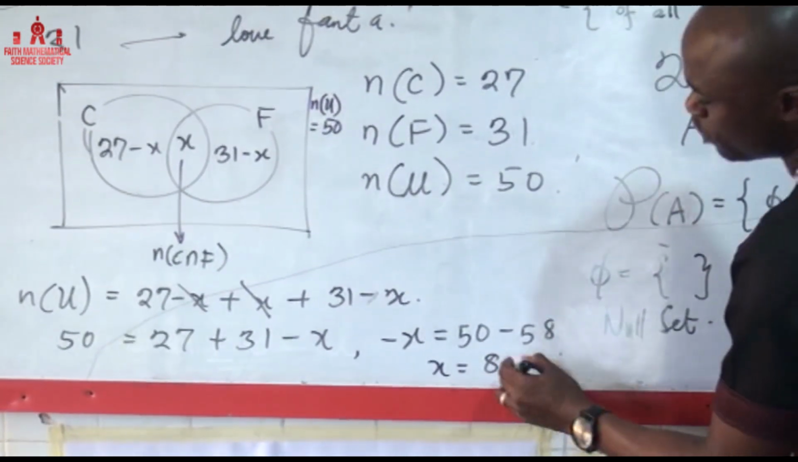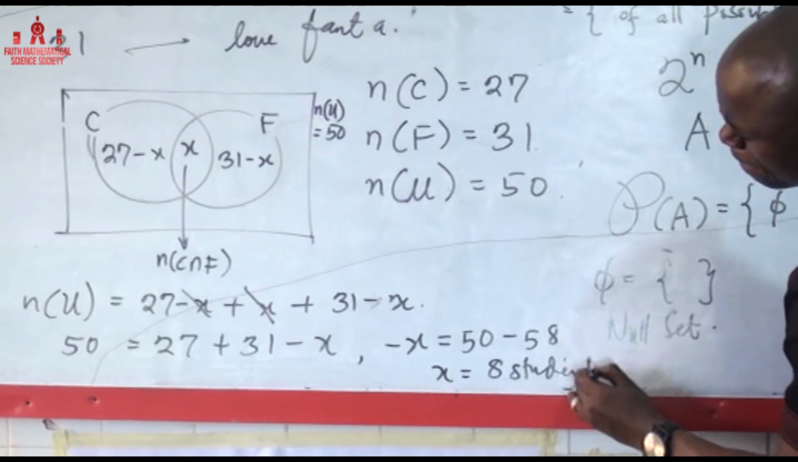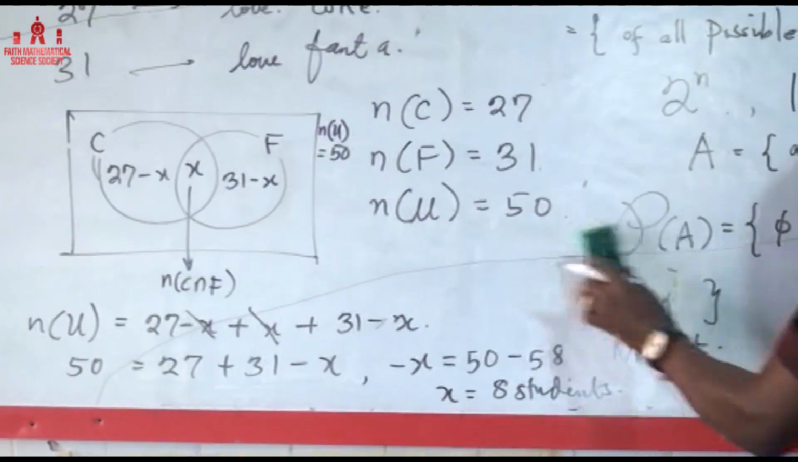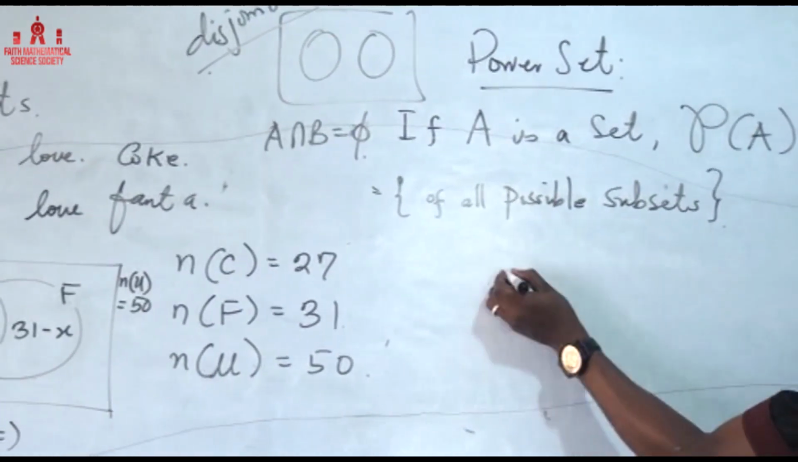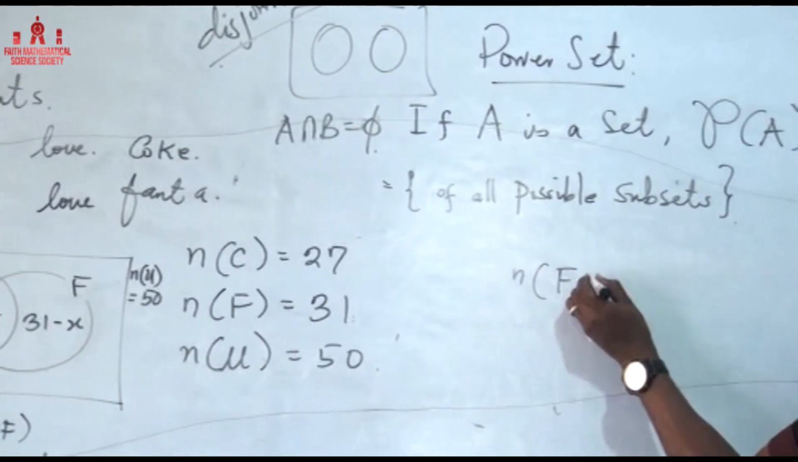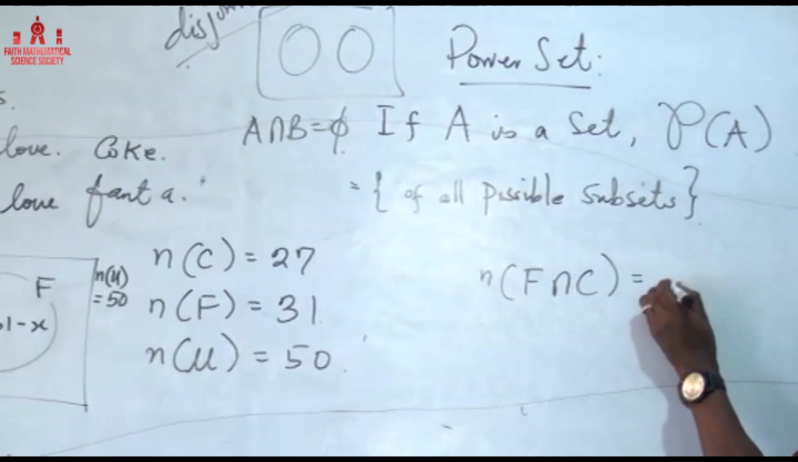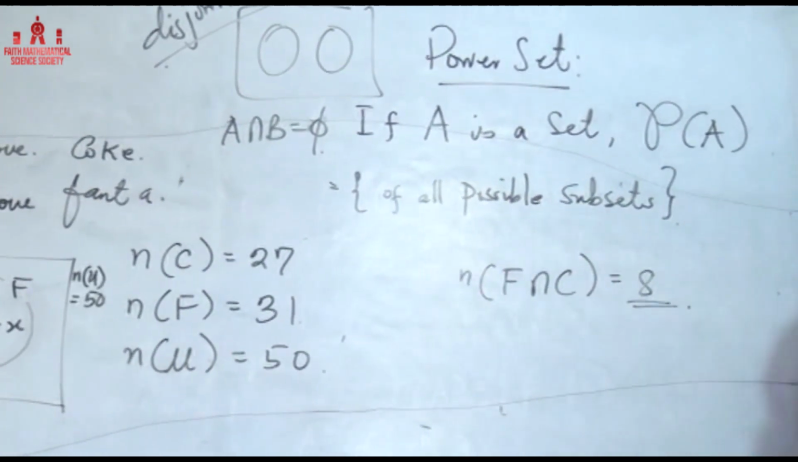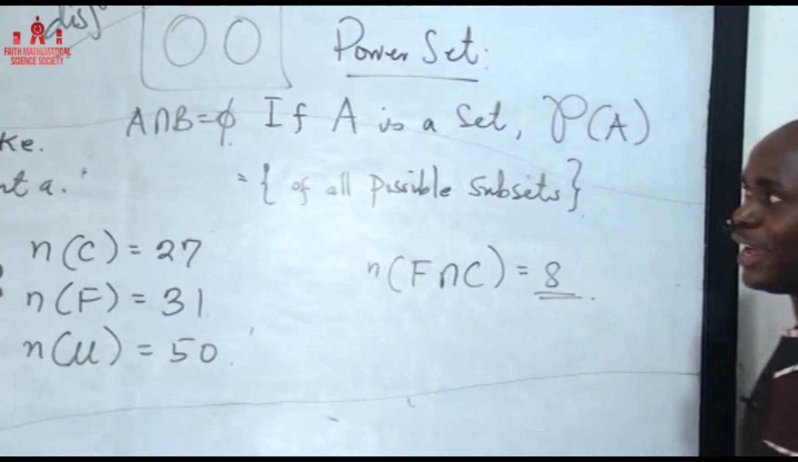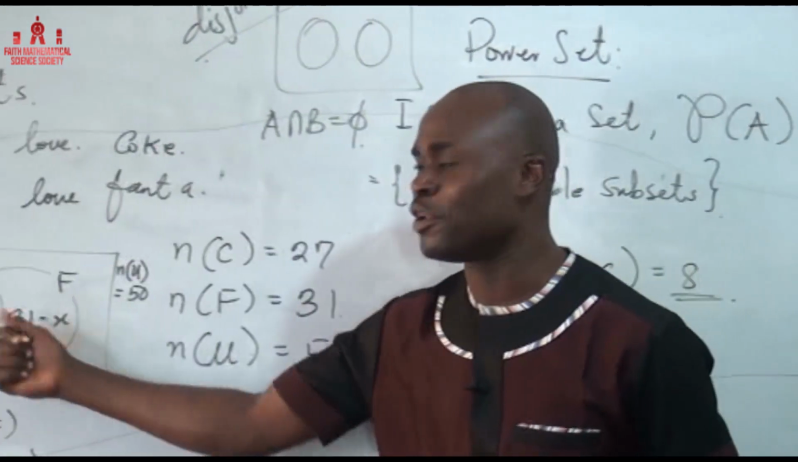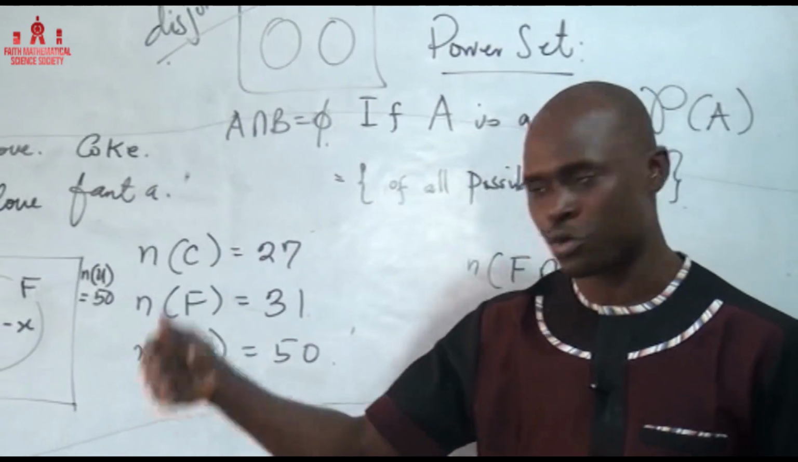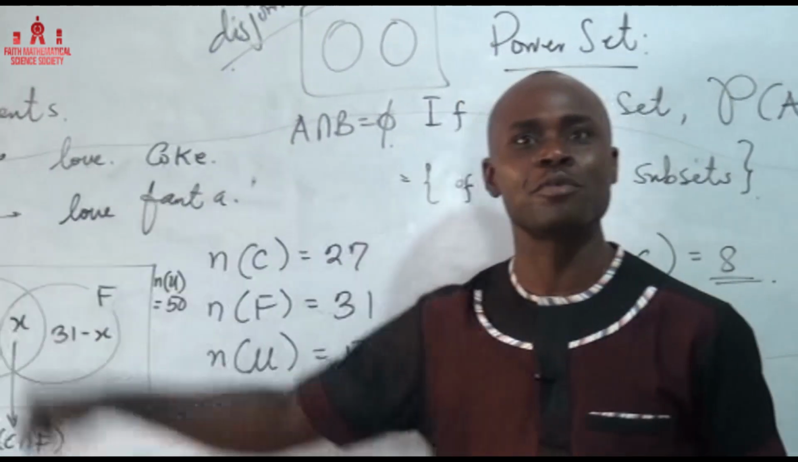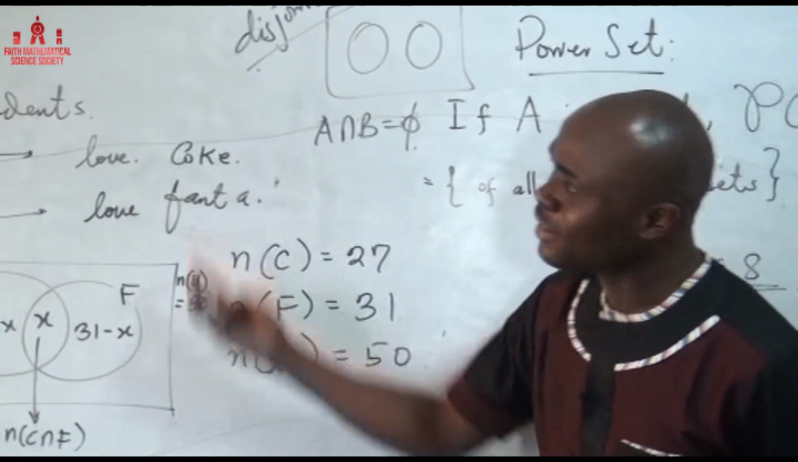So you see that 8 students, permit me to wipe this off. It means that the number of students who love Fanta and Coke is actually equal to 8. Very interesting. I hope you take note that in this class, everybody loves either Fanta or Coke. So there's no student that hates both drinks in that set.